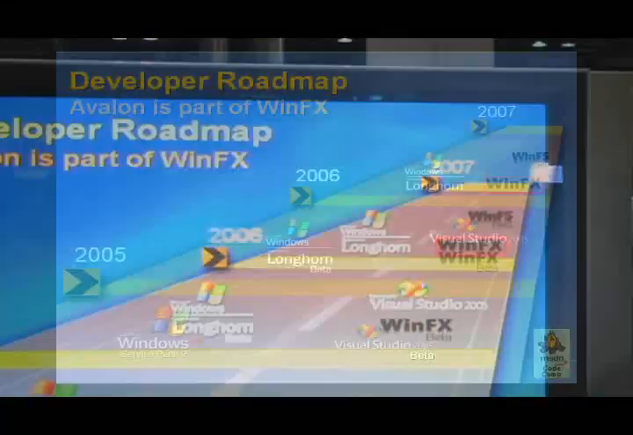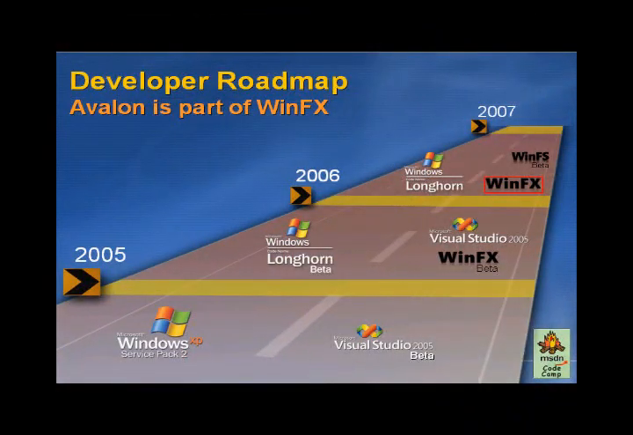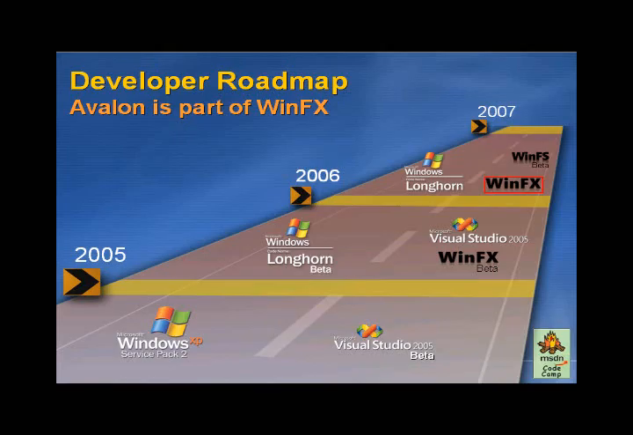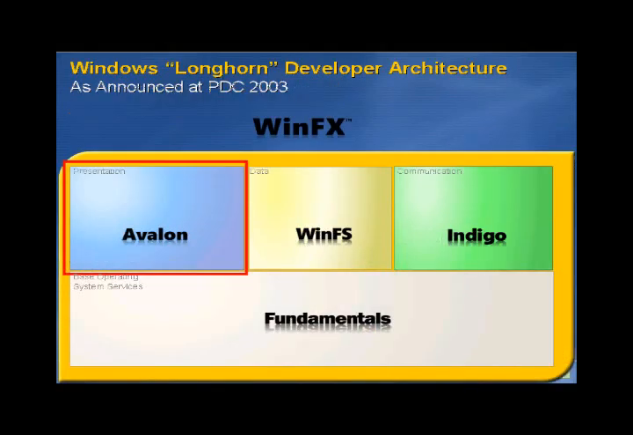We're in the middle of 2005. Sometime next year around the holidays, Windows Longhorn will come out, the next major release of Windows. And that's going to come with a new API set that goes beyond Win32. It's going to come with the WinFX API. And Avalon is a part of that WinFX API. So this is a big deal. Sometimes people don't get it.